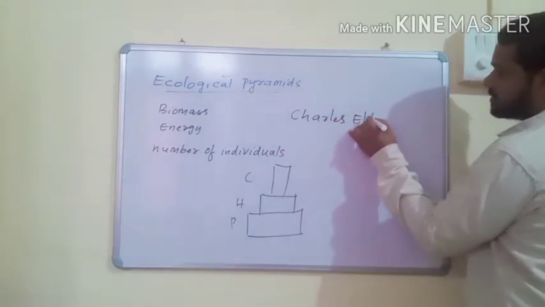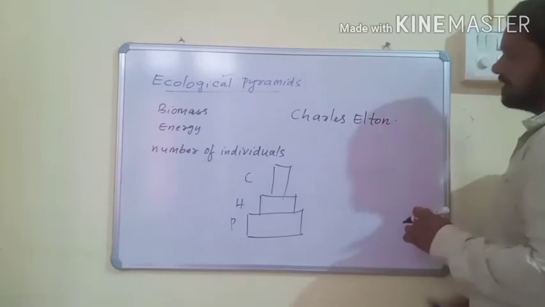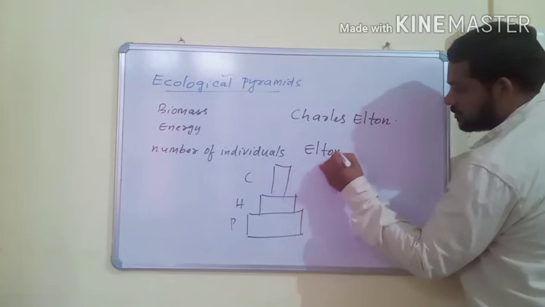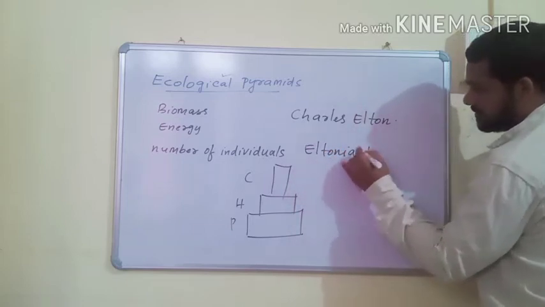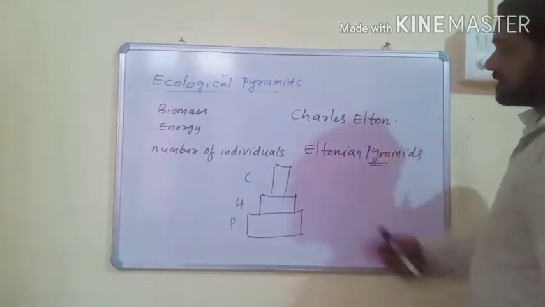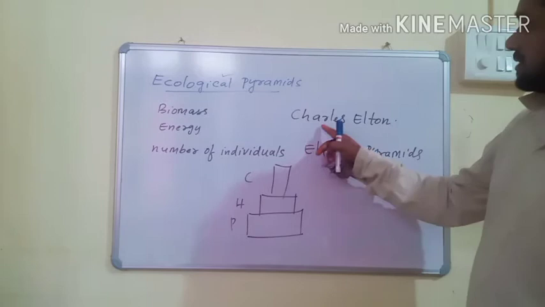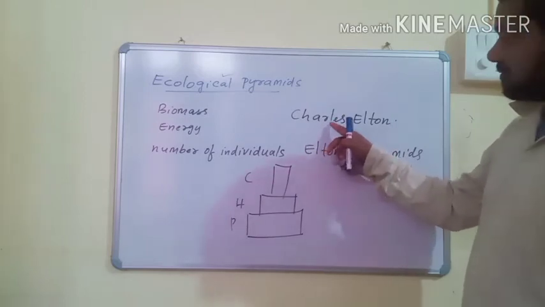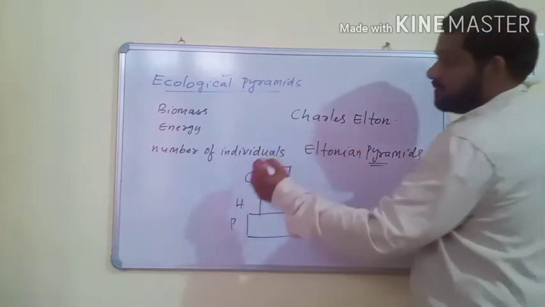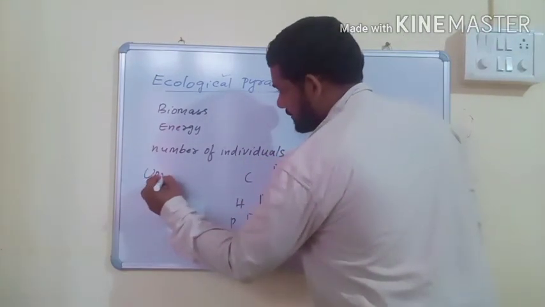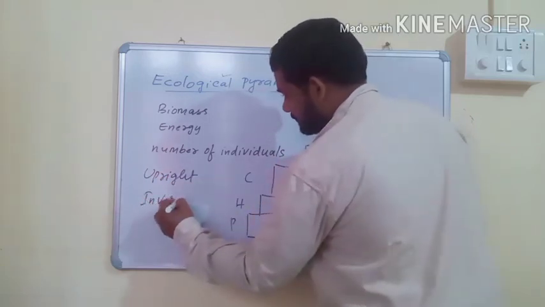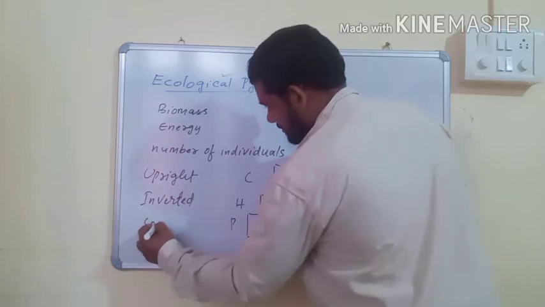Ecological pyramids were developed by Charles Elton and are therefore also called Eltonian pyramids. They are called Eltonian pyramids because these pyramids were constructed by Charles Elton. And an ecological pyramid can be upright, inverted, or spindle shaped.